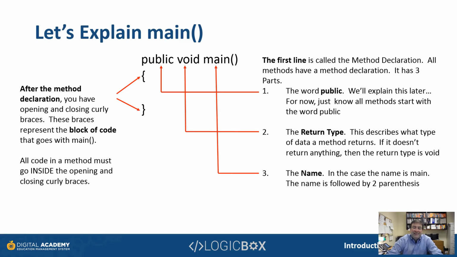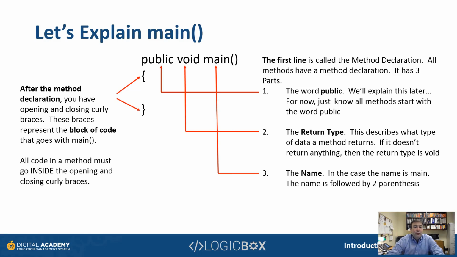The last word is the name. The name can be anything you want, but it should start with a lowercase letter and it needs to follow some rules. We'll get into those on the next slide. If it's the first method in your program, the name should be main, because all Java programs need a method called main. That's where the program execution starts.